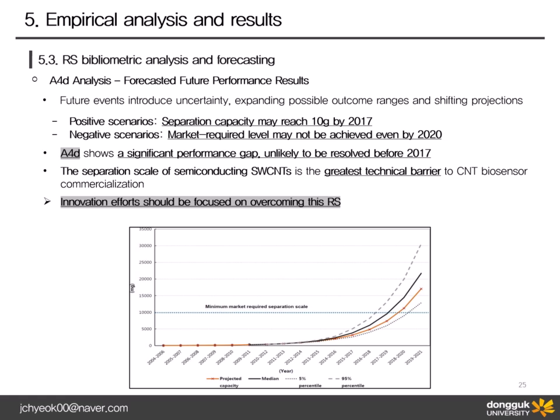If a large number of positive events occur, technological performance may improve rapidly, allowing the market required level of 10 grams to be reached by 2017. However, if more negative events occur, there is a possibility that the required level will not be achieved even by 2020. As a result, A4D exhibits a significant performance gap, and it is expected that this RS will not be resolved before 2017. Furthermore, the separation scale of semiconducting SWCNT remains the greatest technical bottleneck to the commercialization of CNT biosensors, and thus innovation efforts should be concentrated on overcoming this RS.